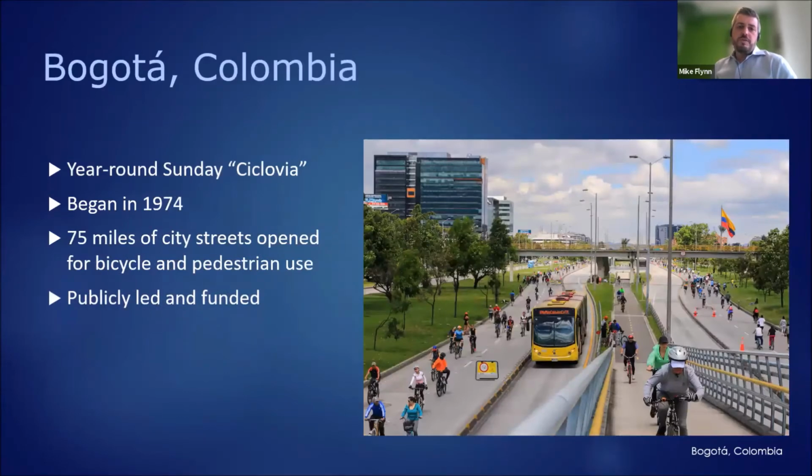One of the most famous is actually in Bogota, Colombia, which is Ciclovia. That's been around since 1974. Again, it was really created to have an equitable opportunity for anybody, no matter their background, to get out, to get exercise, to experience the city, to have fun out on the streets. And that's huge. That's about 75 miles of city streets. Over time, they've added more activities to it, like exercise classes and things like that. And that's also a government run program.